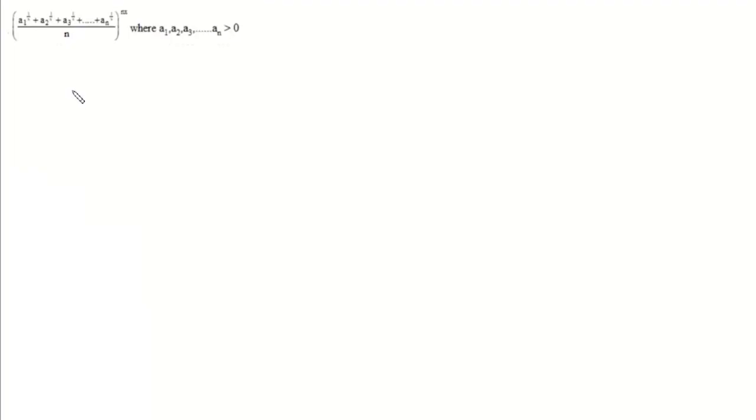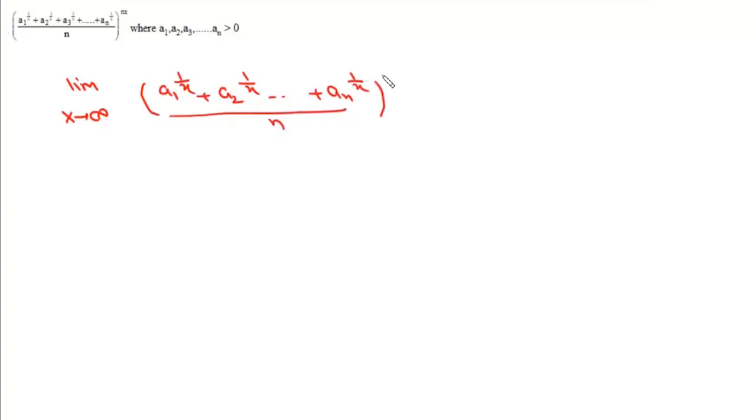Now here the question is, we are given this limit, x tends to infinite, (a1 to the power 1 by x plus a2 to the power 1 by x up to an to the power 1 by x) whole divided by n, to the power nx. Now if we put x as infinite, a1 to the power 0 is 1, a2 to the power 0 is also 1, so it will be 1 plus 1 plus 1 n times, n upon n is 1, and nx is infinite, so it is 1 to the power infinite form.